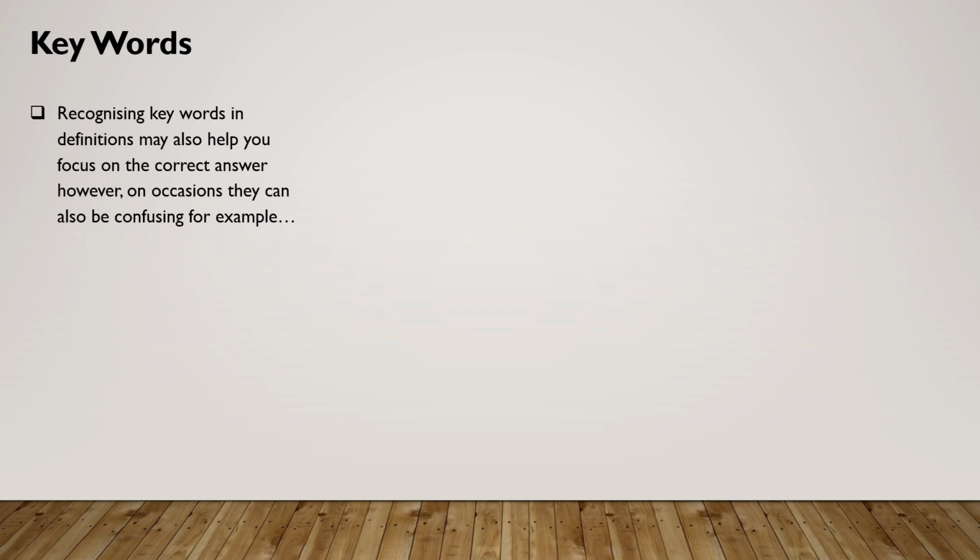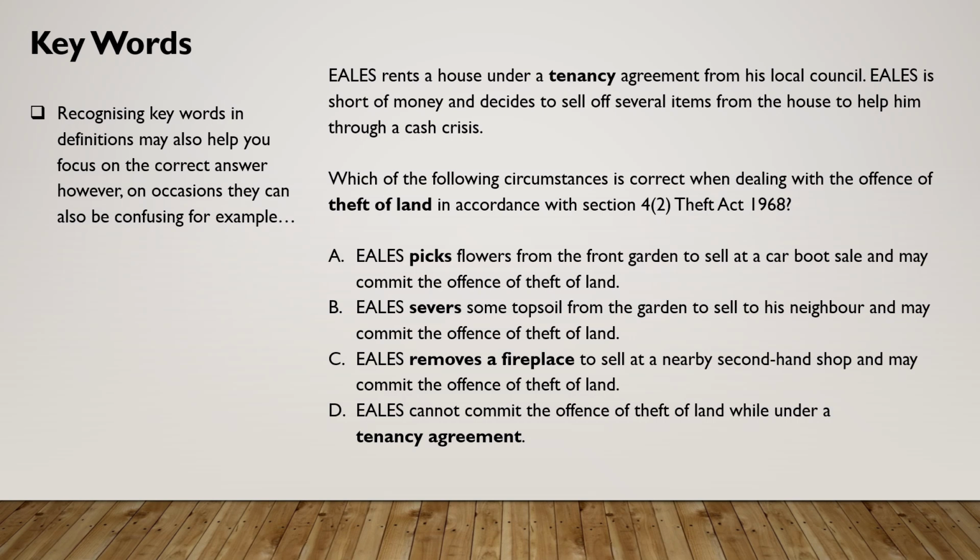Okay, next up then we've got keywords. Now, recognizing keywords in definitions may also help you focus on the correct answer. However, on occasions they can also be confusing. For example, Eels rents a house under a tenancy agreement from his local council. Eels is short of money and decides to sell off several items from the house to help him through a cash crisis. So, which of the following circumstances is correct when dealing with the offence of theft of land in accordance with Section 4, subsection 2 of the Theft Act 1968?